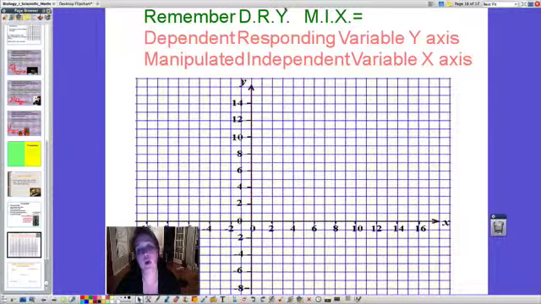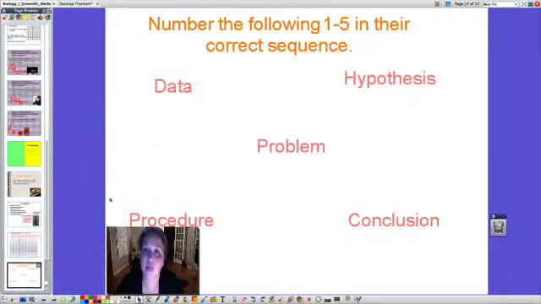In math, you have, I believe, Dr. ID to help you remember independent and dependent. In science, we use dry mix. They're the same thing. If you prefer one or the other, I'm indifferent. I taught math for a couple of years, so I think the Dr. ID is easier. And then last but not least, number the following 1 to 5 in their correct sequence.